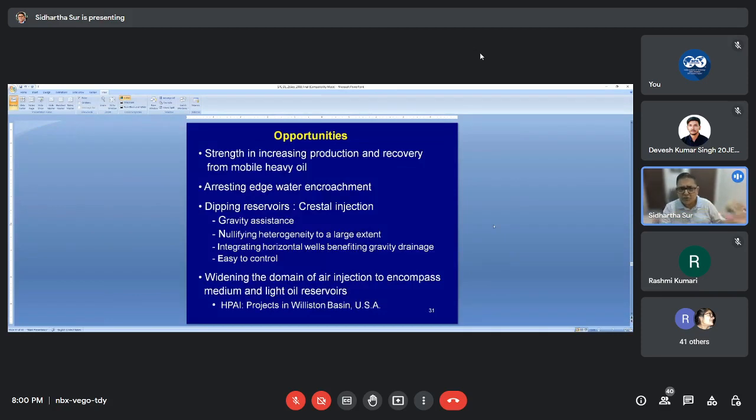So what are the opportunities you have seen today? You have seen in-situ combustion has the strength in increasing production and recovery from mobile heavy oil reservoirs. It can arrest edge water. In dipping reservoirs, that's the best way to do. Take assistance of gravity. It will nullify the heterogeneity. And if we can integrate horizontal wells, we can benefit the gravity drainage. We can integrate gravity drainage into the mechanism, and it becomes a very easy to control process.